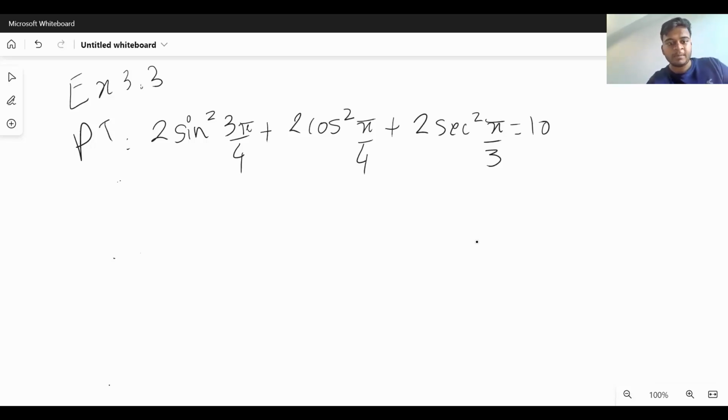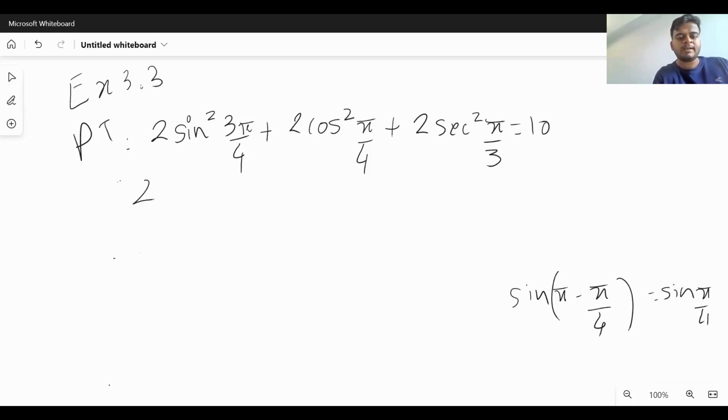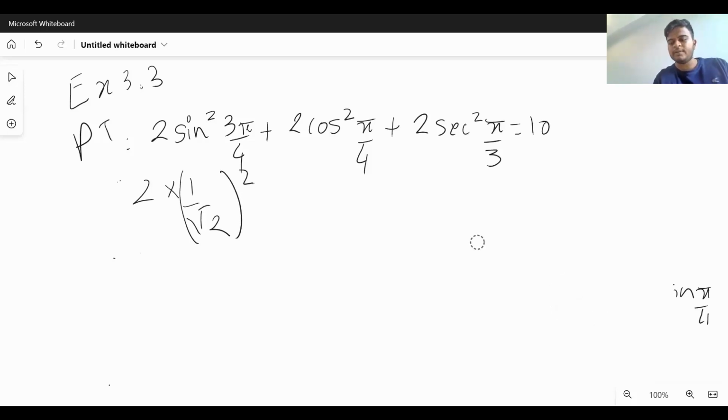So sine 3 pi by 4. Sine 3 pi by 4 can be expressed as sine pi minus pi by 4, and sine is positive in the second quadrant. So that is nothing but sine pi by 4. So I'll plug in the value of sine pi by 4, that is sine 45 degrees, into the equation. I get a whole square. Now let's go on. 2 times cos square pi by 4, that is nothing but 2 times 1 over root 2 whole square, plus 2.